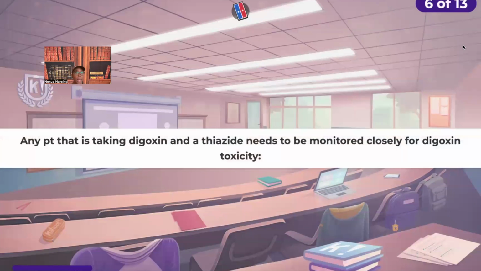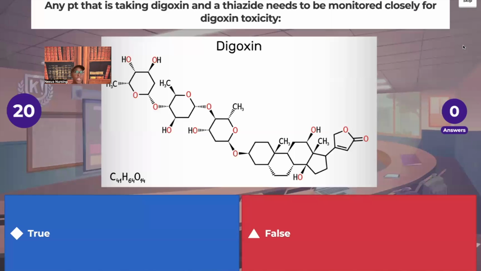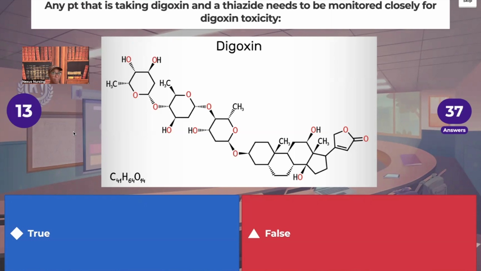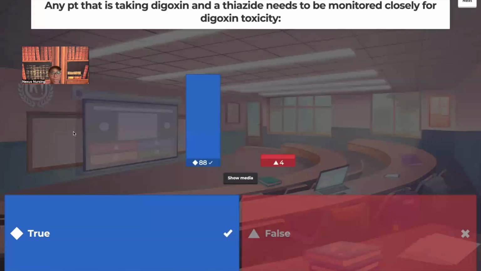True or false? Any patient that's taking digoxin and a thiazide diuretic should be monitored closely for dig toxicity. If your patient that's taking a thiazide diuretic is also on digoxin, you have to monitor them for digoxin toxicity. Is this true or is this false? Very good. It's true.